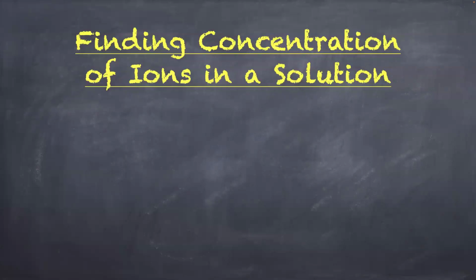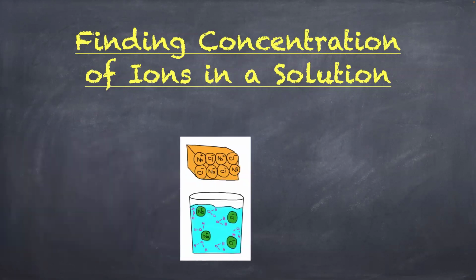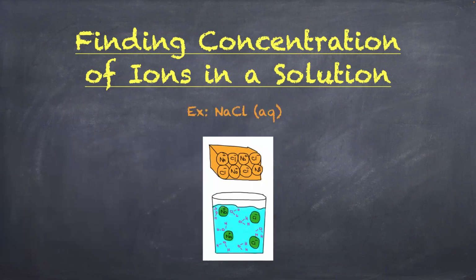In this video, we're trying to find the concentration of ions when we have a solution. As an example, we can take a look at NaCl as a solution. First of all, NaCl is an ionic compound, so it's made from an ionic lattice, which is made from multiple positive and negative ions, or cations and anions, like Na positive and Cl negative.